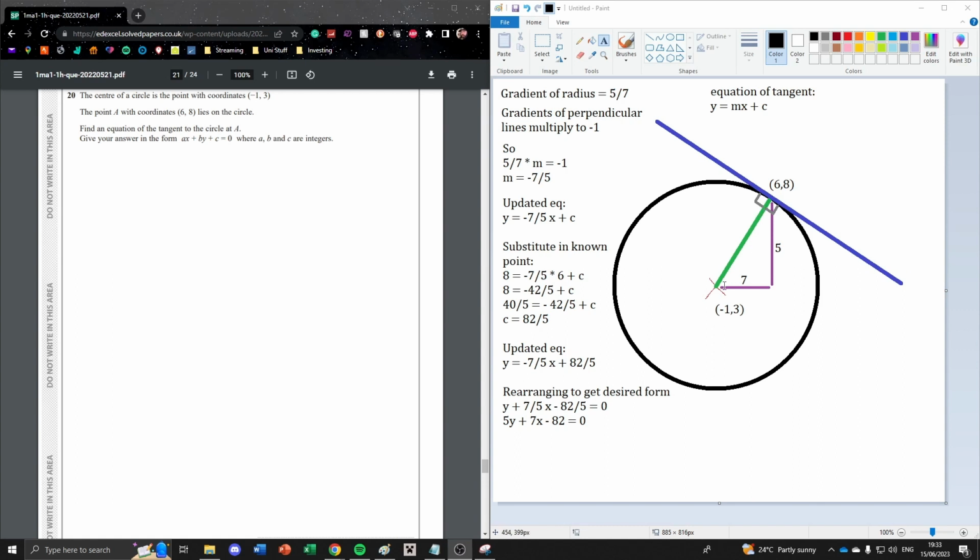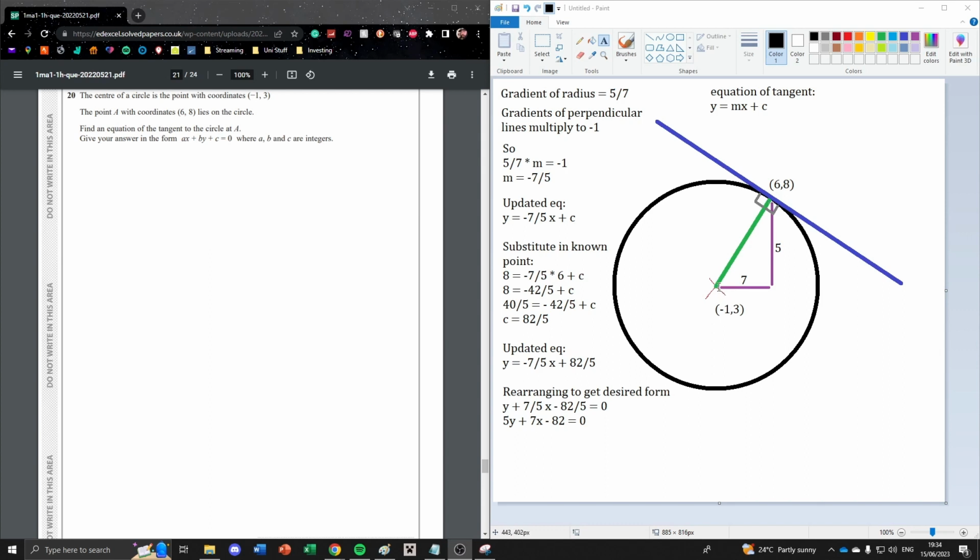So how do we find the gradient of this line? Well, we know obviously that there's a radius from the centre of the circle at (-1, 3) to this point on the circumference at (6, 8). And one of our circle theorems is that this radius must meet this tangent line at 90 degrees, right? So these two lines must be perpendicular. An important bit of knowledge here is that the gradients of perpendicular lines multiply to -1. So we can find the gradient of this tangent line. We just need to find the gradient of the radius.